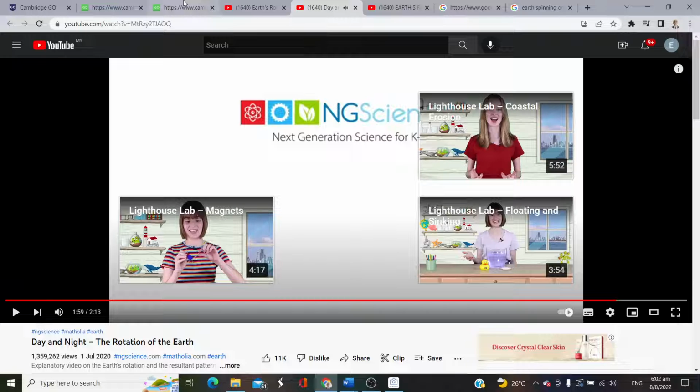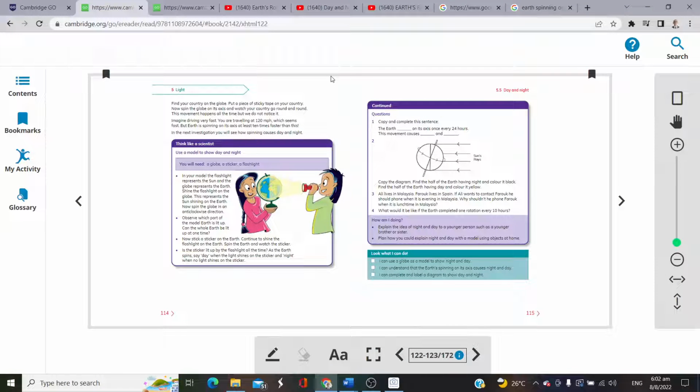Alright, see that? So let's open the next page, 114. Now you can see the second paragraph. Imagine driving very fast. Imagine your father or your mother traveling very fast, but the Earth is actually spinning much faster than cars, alright?